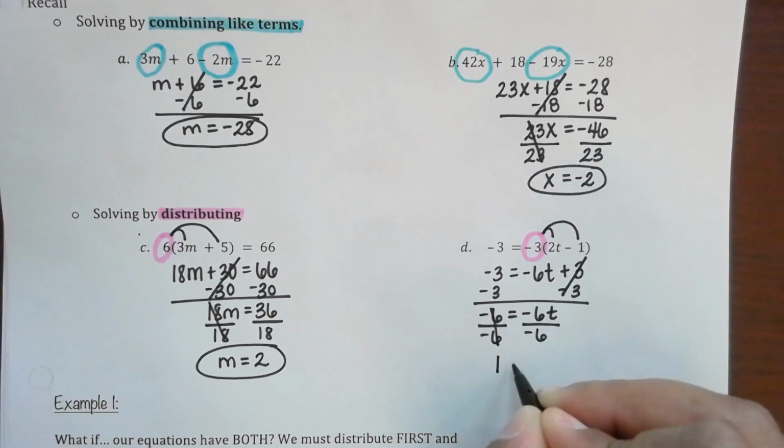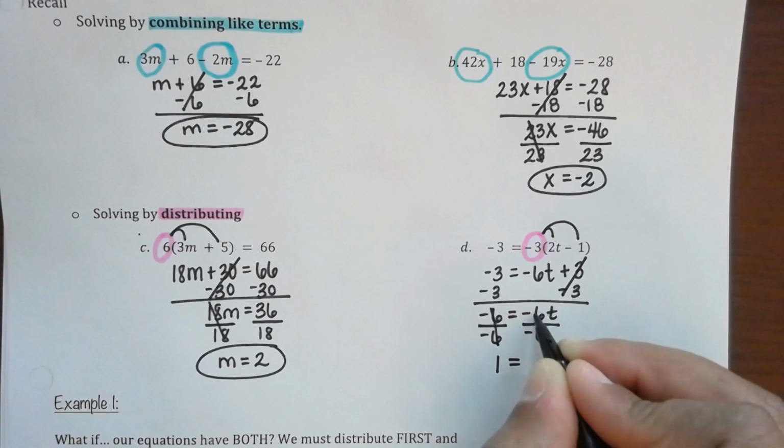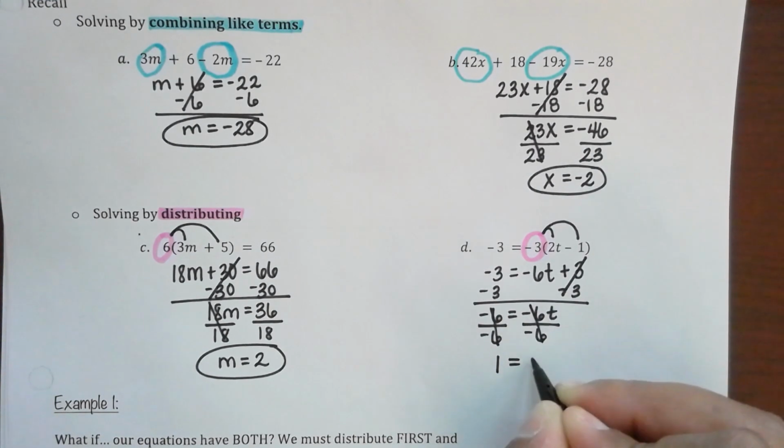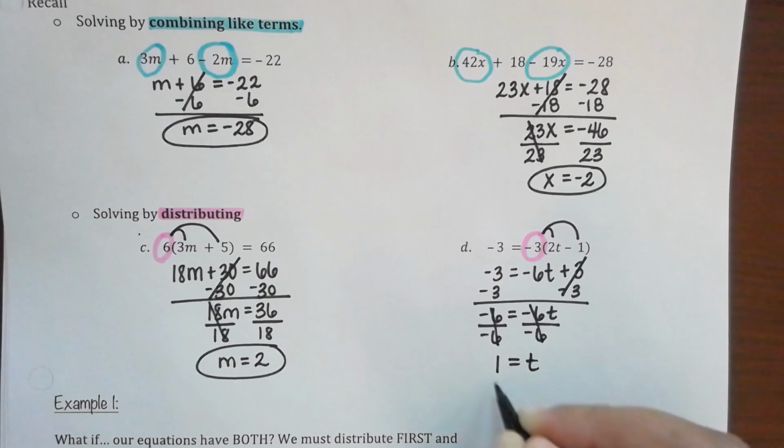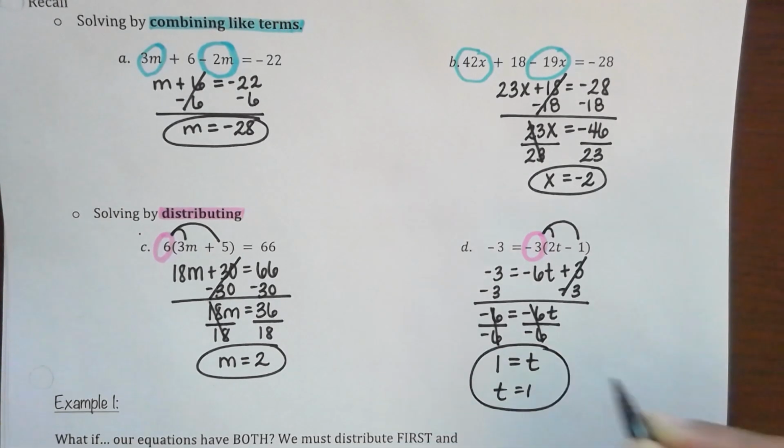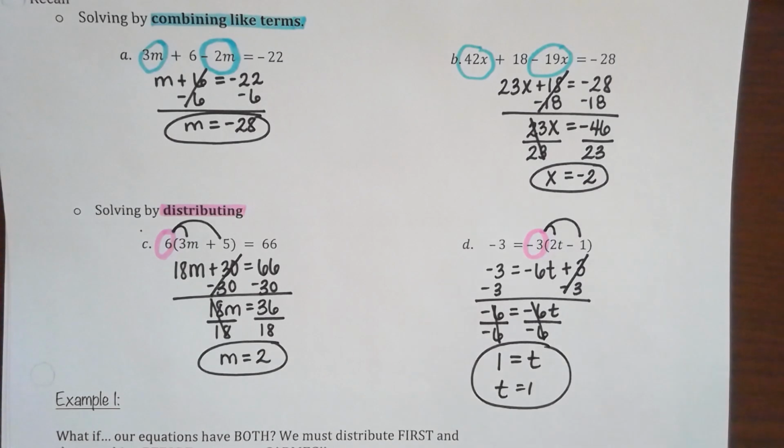What goes behind that? Equals. Then, what happens to those -6s? They cancel out. And then what's left? T. How can I rewrite this? T equals 1. Are they both good answers? Yes. Well, I accept both. Absolutely. Any questions there? Everybody good?